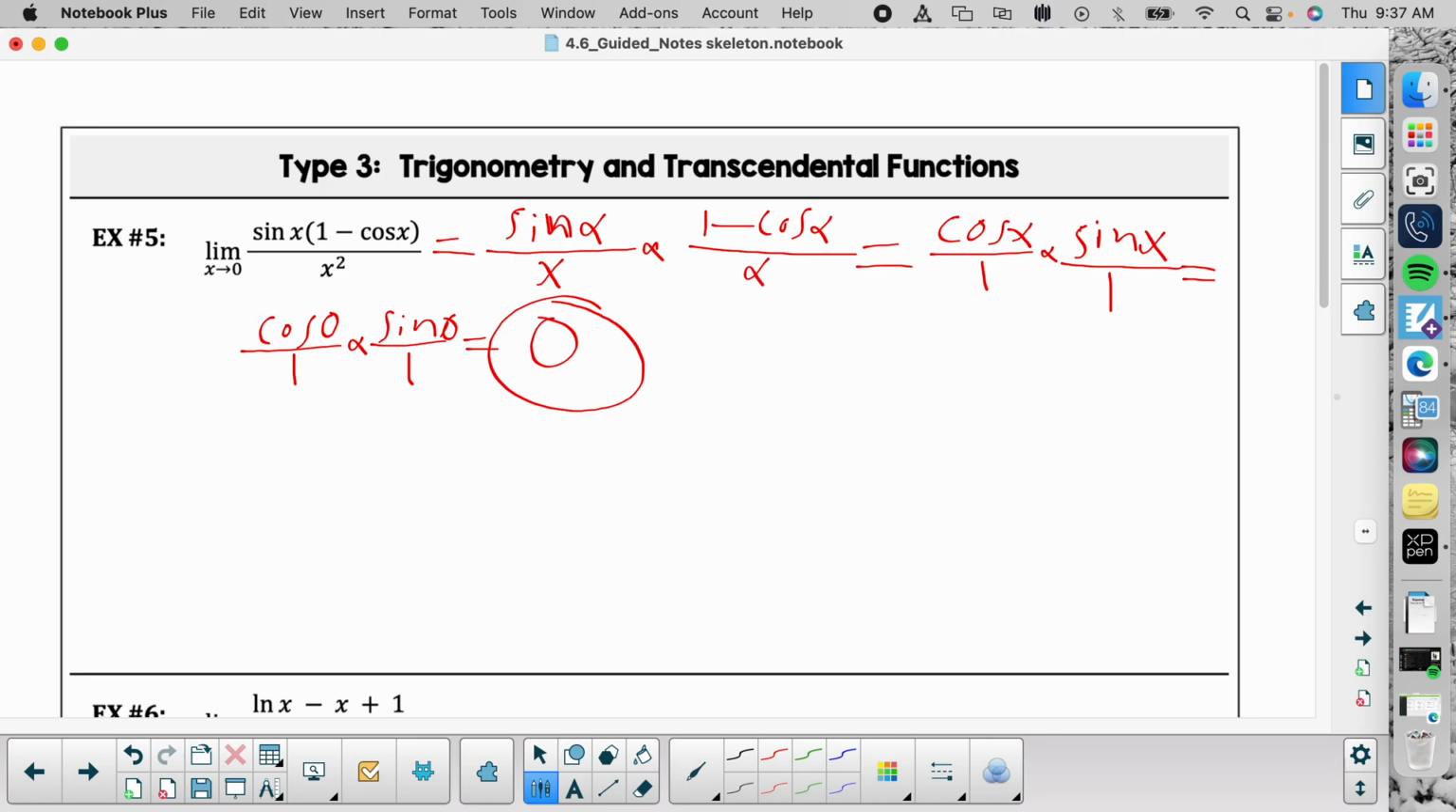Why does L'Hopital's work? If you want to look up the proof for L'Hopital's, it's relatively large, and it works.